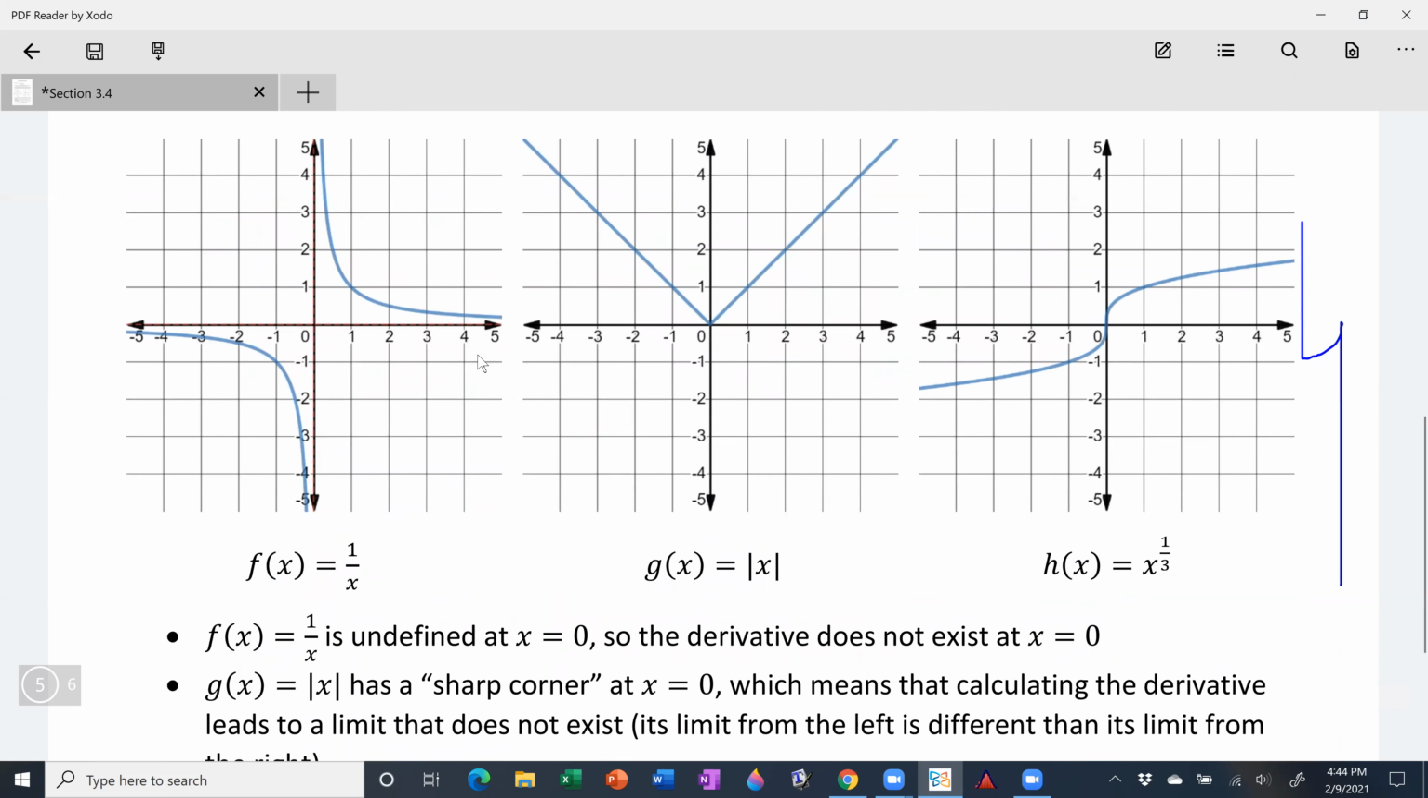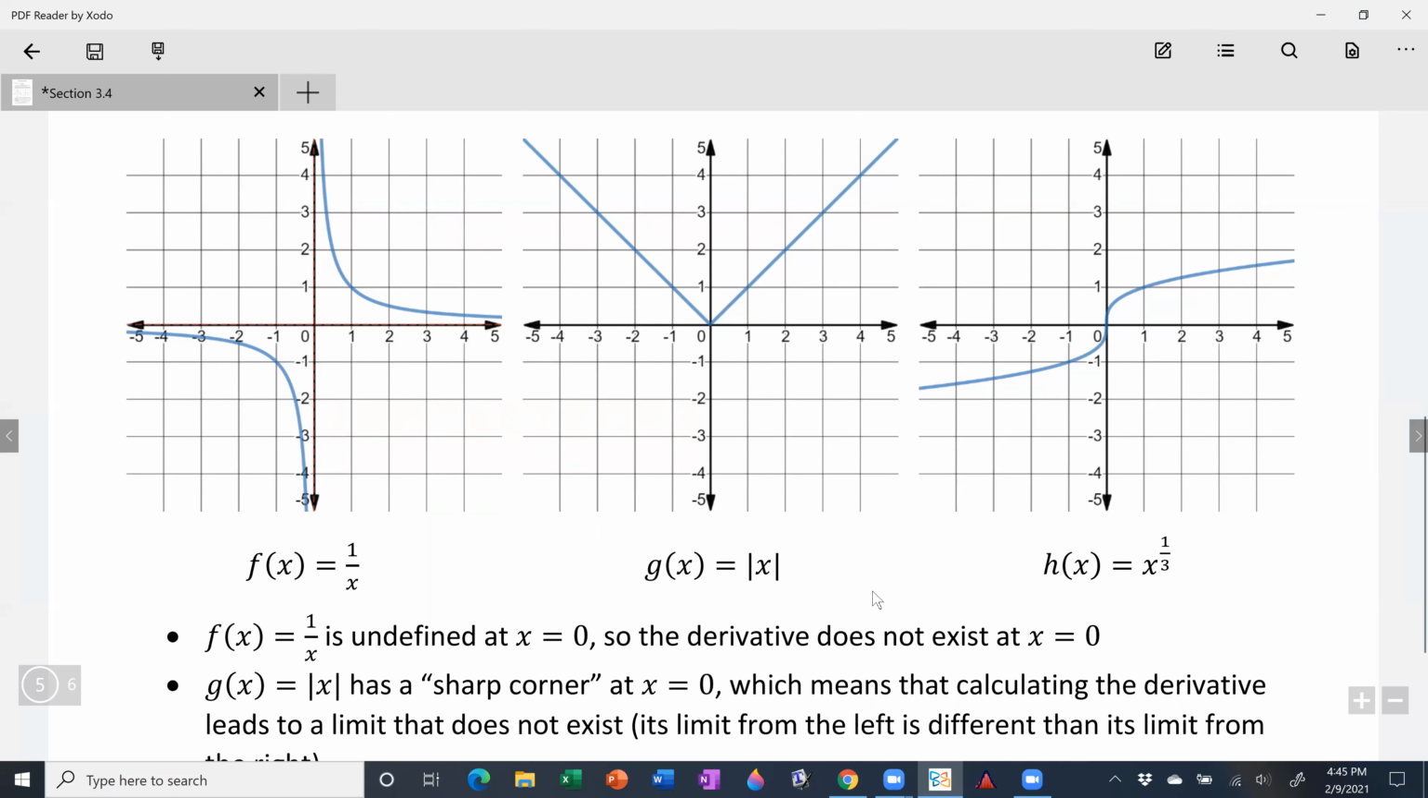Okay, so for this 1 over x function, obviously the derivative does not exist at 0 because the function does not exist at 0. It doesn't even make sense to talk about the slope of a function when the function doesn't exist at all. So for f of x equals 1 over x, it's undefined at 0, and so obviously the derivative can't exist there either.